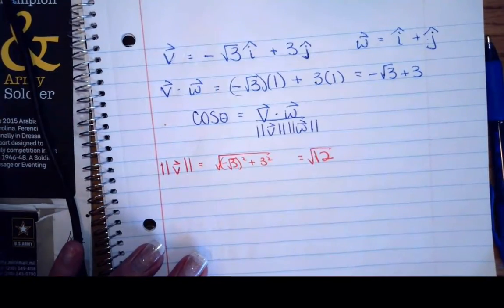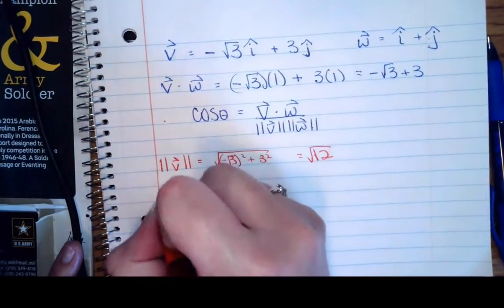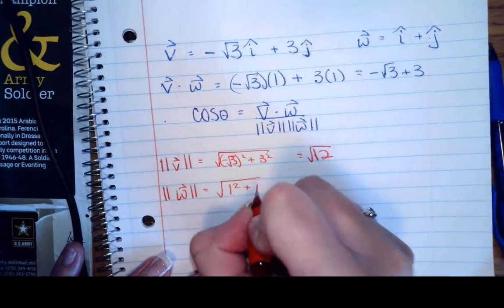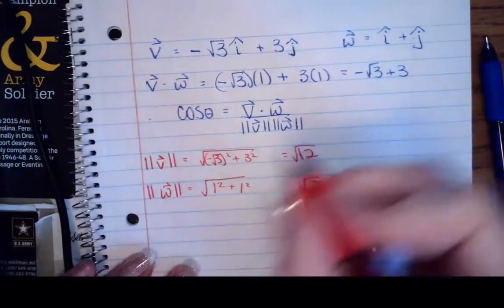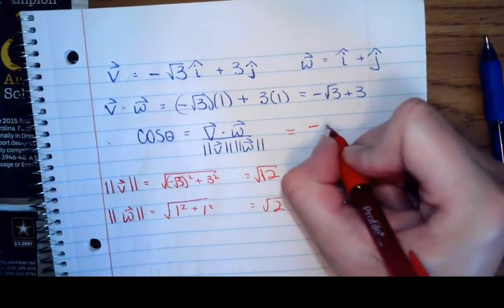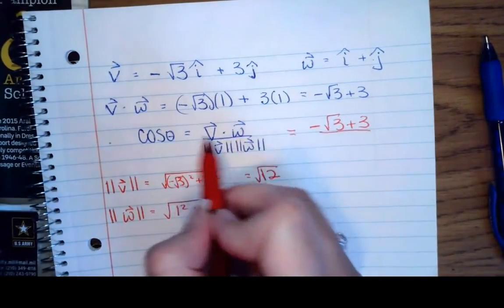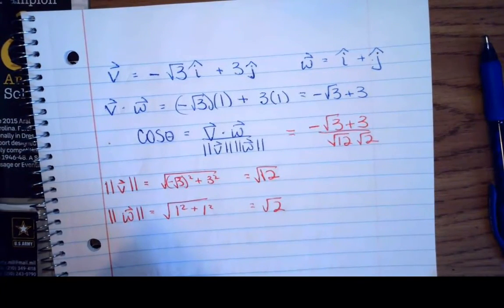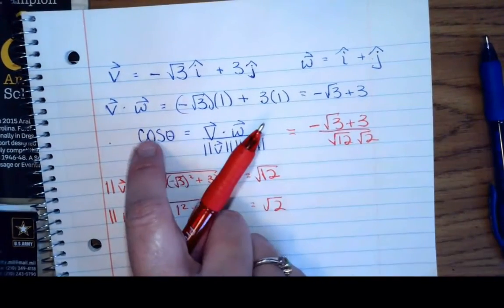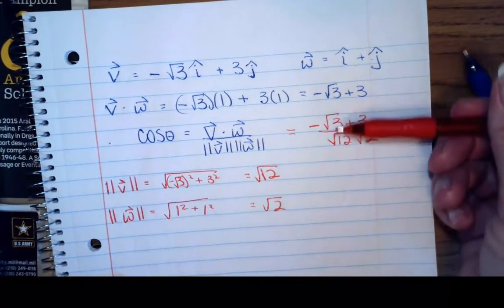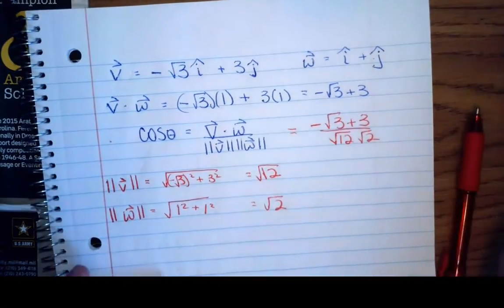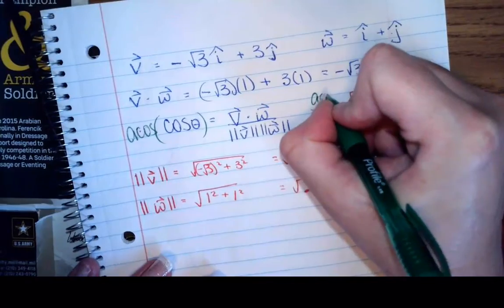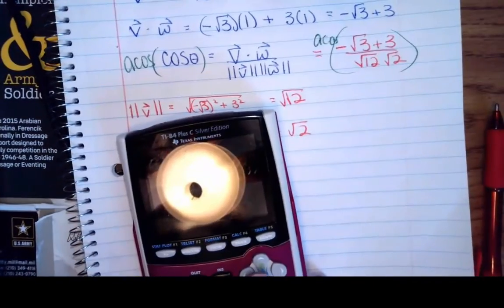Okay, I totally lost what I was doing. All right, and then on W, your magnitude for vector W is going to be 1 squared and 1 squared, which is root 2. So what I have for my value is negative root 3 plus 3, so that's my dot product, divided by root 12 times root 2, which is root 24. Okay, now what are we doing? The cosine of this angle generates that ratio, which means if I take the arc cosine of this, I'll get an angle measure.